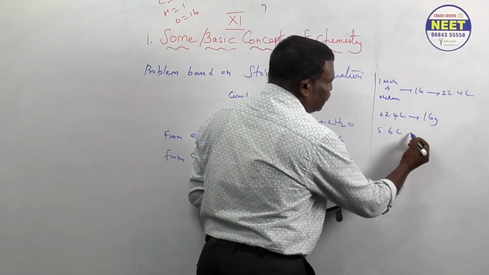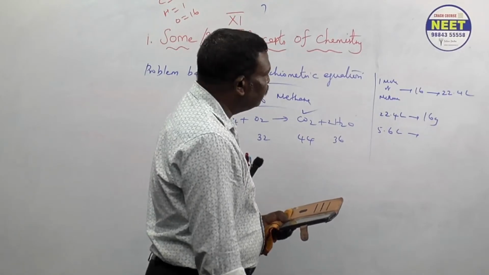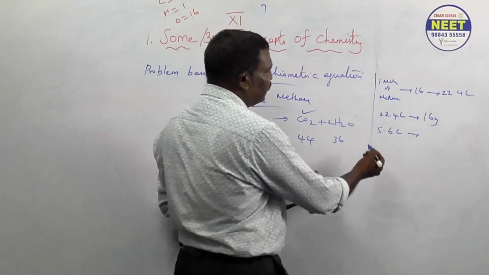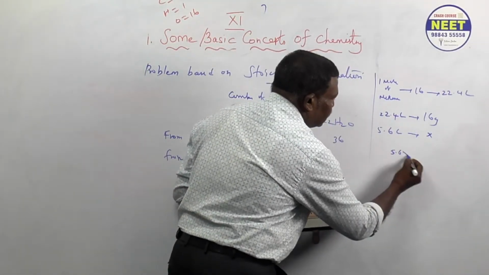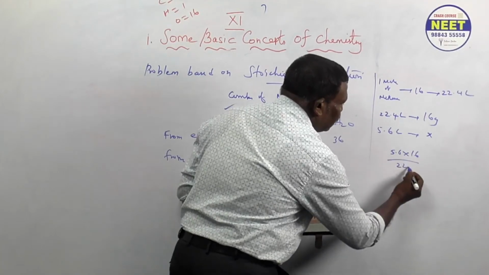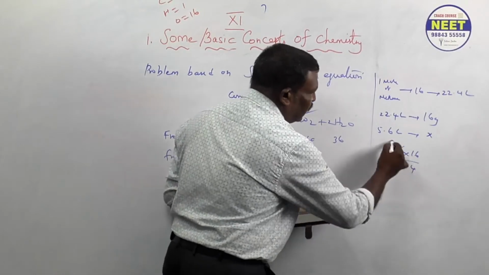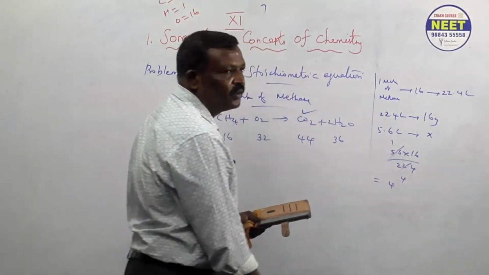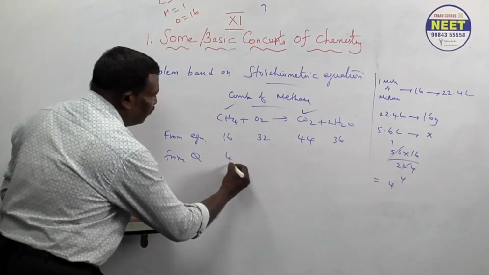5.6 liters contains how much? That will be approximately X, no? So 5.6 into 16 by 22.4. Nearly it will be 1 time, it will be 4 times, 16 by 4. Answer 4. Correct or not? So this is nothing but 4 grams.